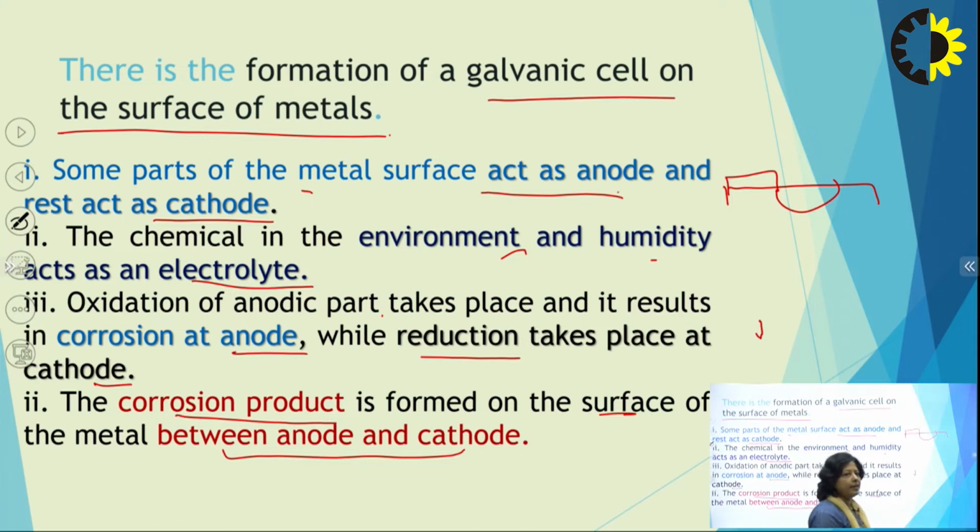Revising the 4 points again, which are the most important points of the introduction to the wet or electrochemical theory of corrosion. The first one, corrosion always occurs on the surface of metal. The second point, some part of the metal surface will act as anode and another part will act as cathode. Then the environment will act as electrolyte, corrosion occurs at the anode, reduction occurs at the cathode, and the corrosion product is formed on the surface of the metal between anode and cathode. Now, we will see how it actually occurs.